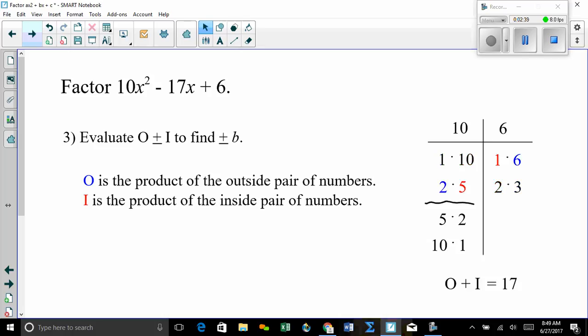2 times 6 is 12. 5 times 1 is 5. 12 plus 5 is 17. That's the right pair. Circle that pair of factors.